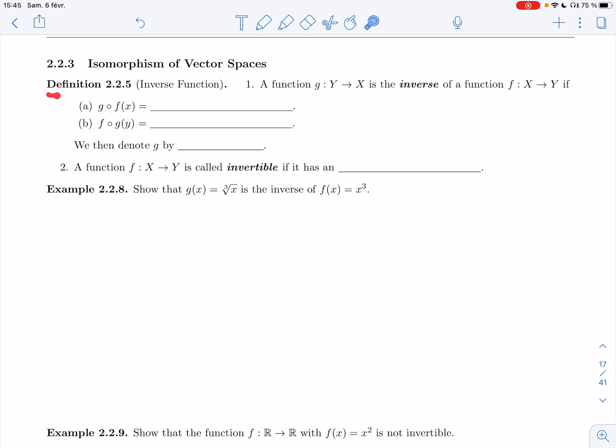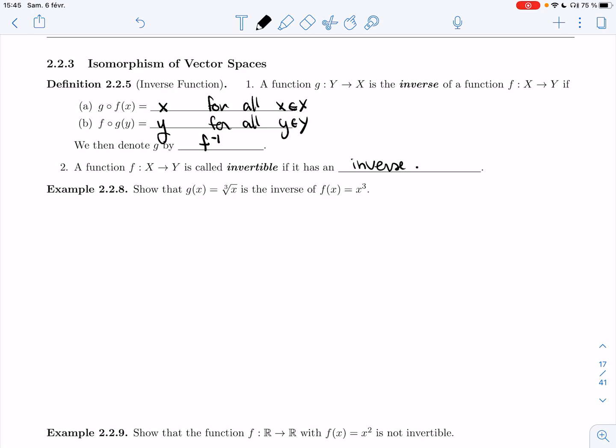All right, so definition 2.2.5, the inverse of a function. A function g from Y to X is the inverse of a function f from X to Y if I apply f then g, then I get x for all x in X. And if I apply g first, then f, I'm going to get y for all y in Y. If that's the case, then we're going to denote g by f to the -1, f inverse. And a function f is called invertible if it has an inverse.